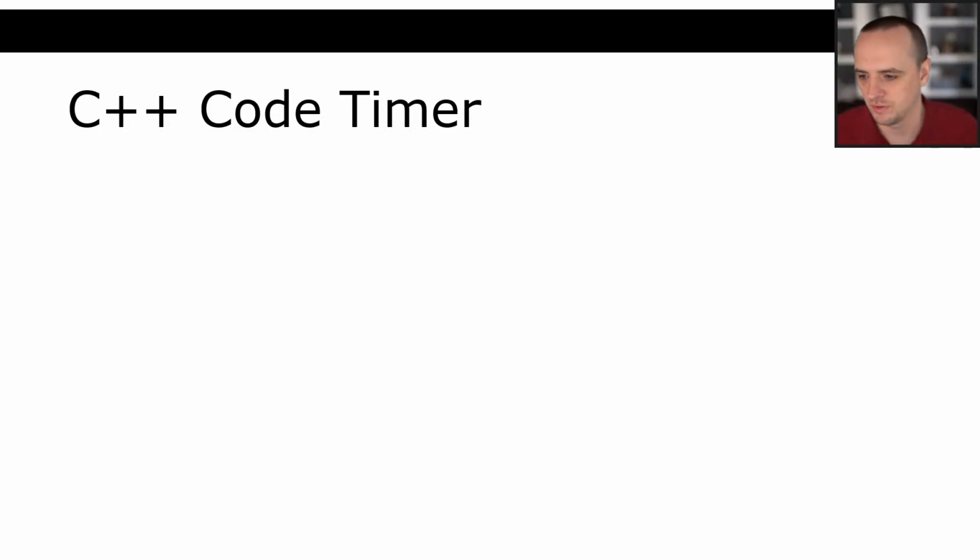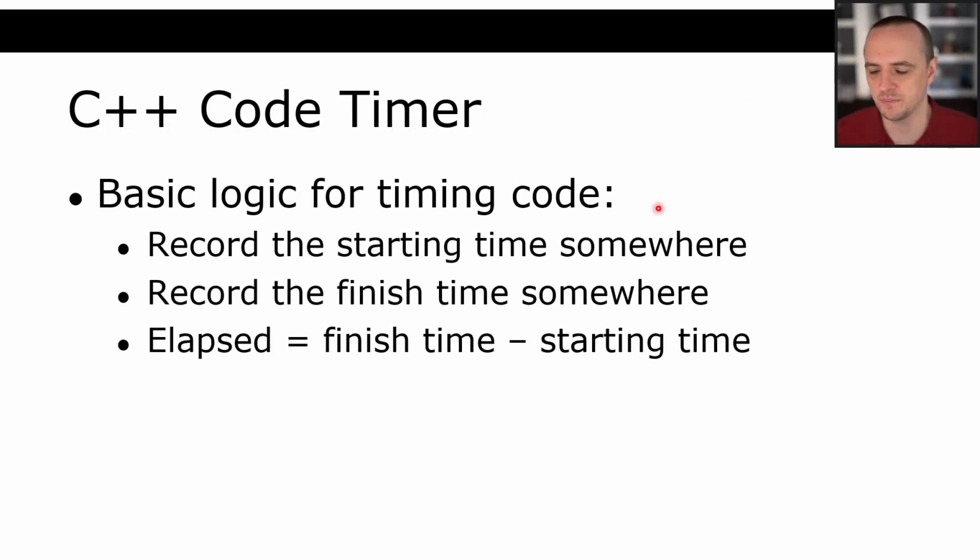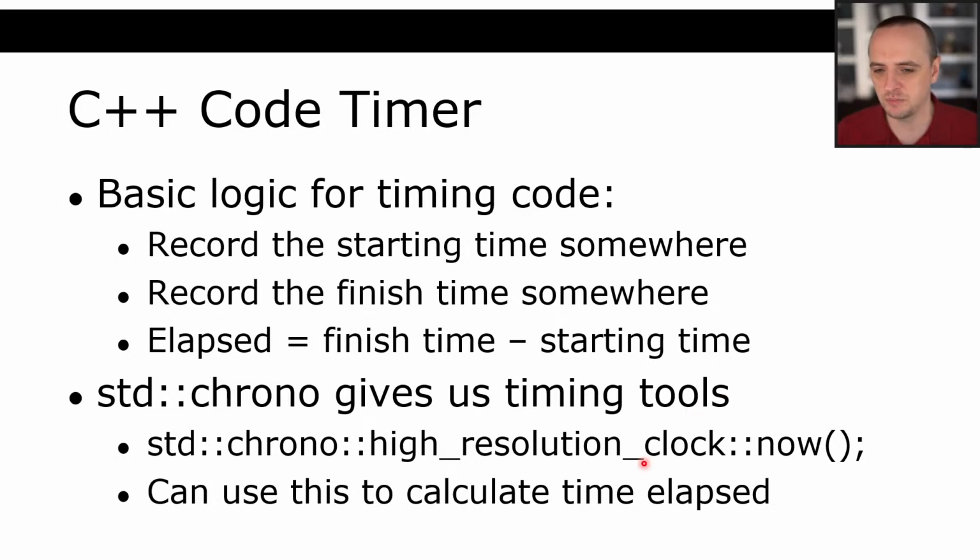All right, so for the second time, C++ code timer, how would we write that? Well, we already talked about this a little bit. So the basic logic for timing the code is we record the starting time, we run our code, we record the finish time, and then we just subtract them to get the elapsed time. And C++ actually, built into the library, gives me tools for doing that at a high resolution. Like sub-millisecond resolution, so it's pretty good.